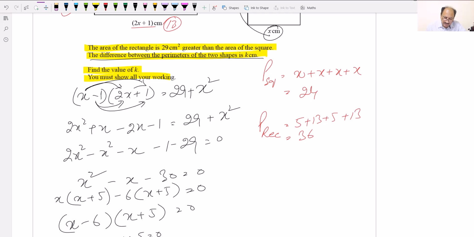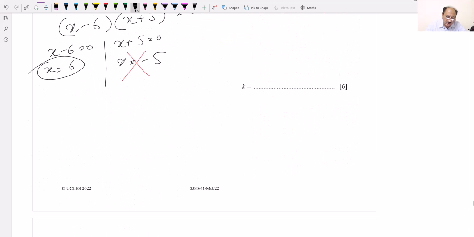Now we can check the difference, which will be equal to k, which is 36 minus 24, equal to 12. So 12 will be the k value, which we can write over here. This will be our final answer for 6 marks, which is done.